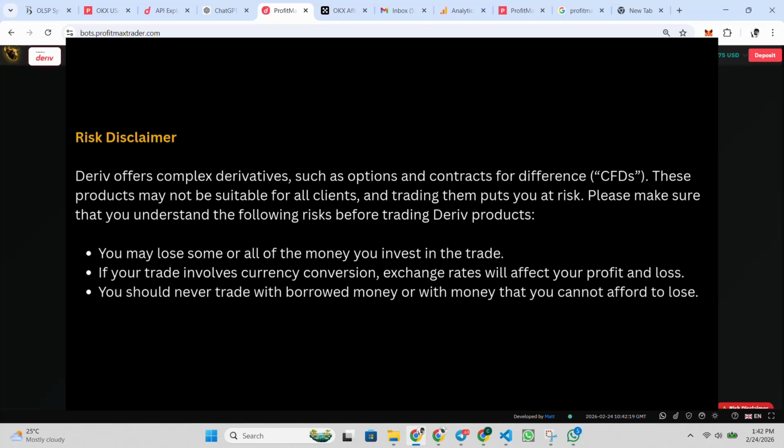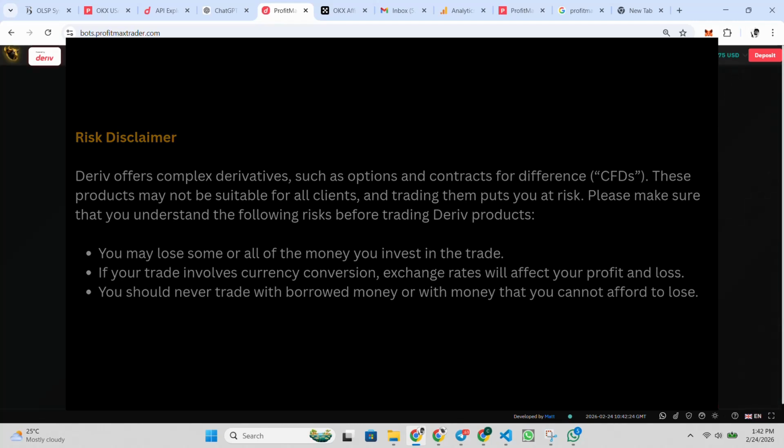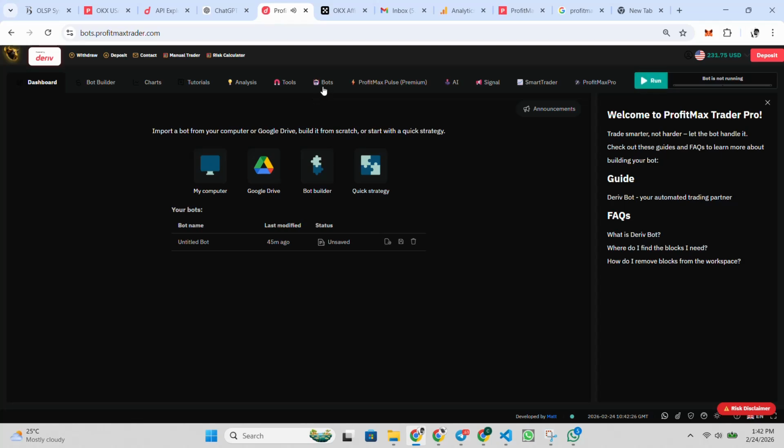Now, as usual, trading comes with risk, and you can see the risk disclaimer there. So always use funds you can afford to lose and use proper risk management.